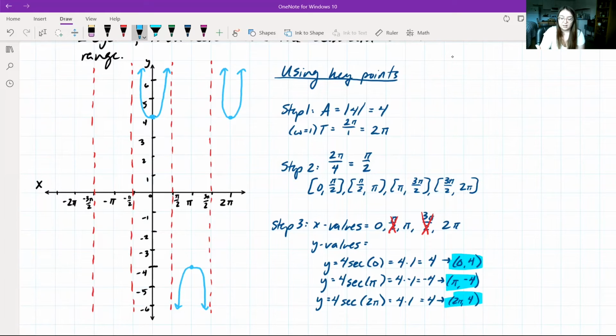So we know that our function secant is an even function. This means that if we plug in negative pi into 4 secant of x, this would also give us the value of negative 4.